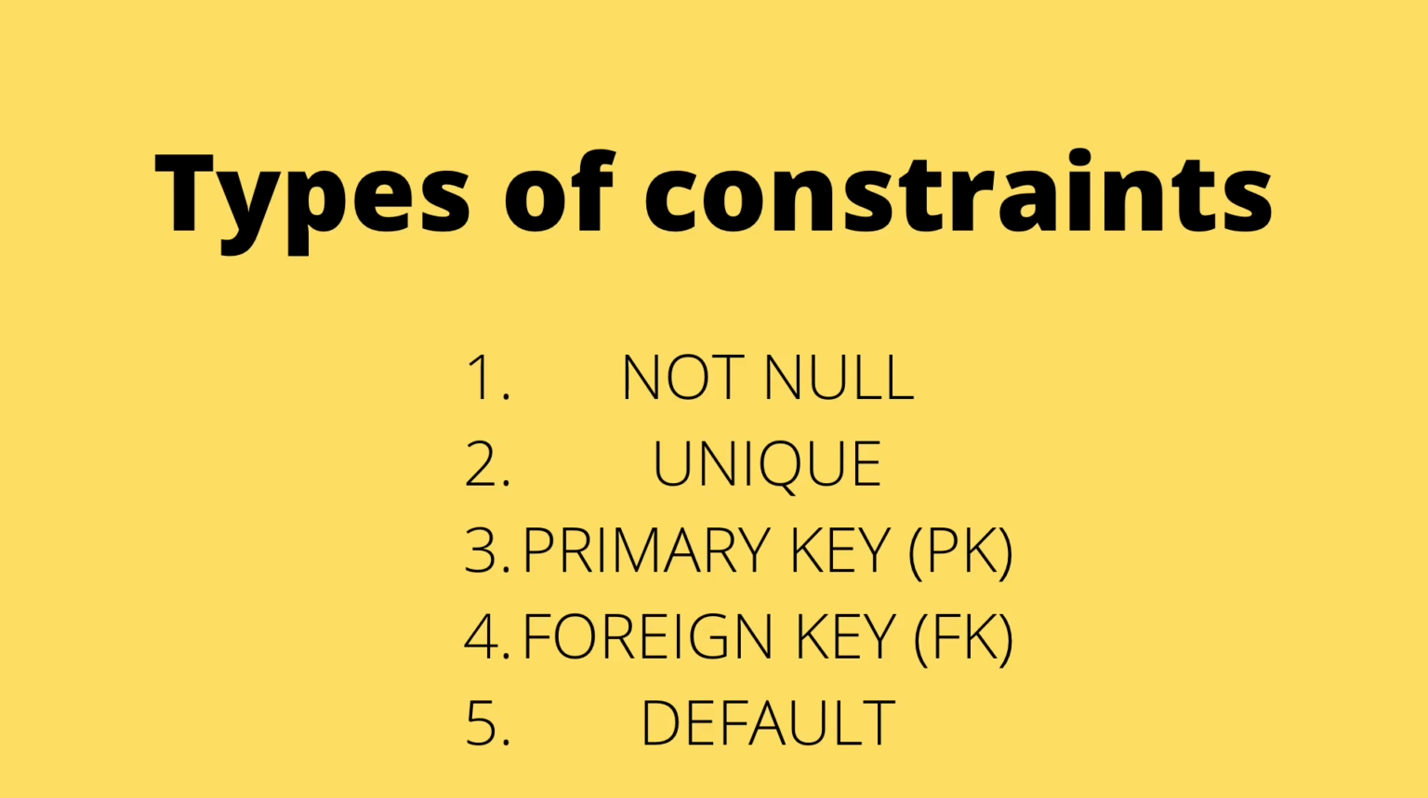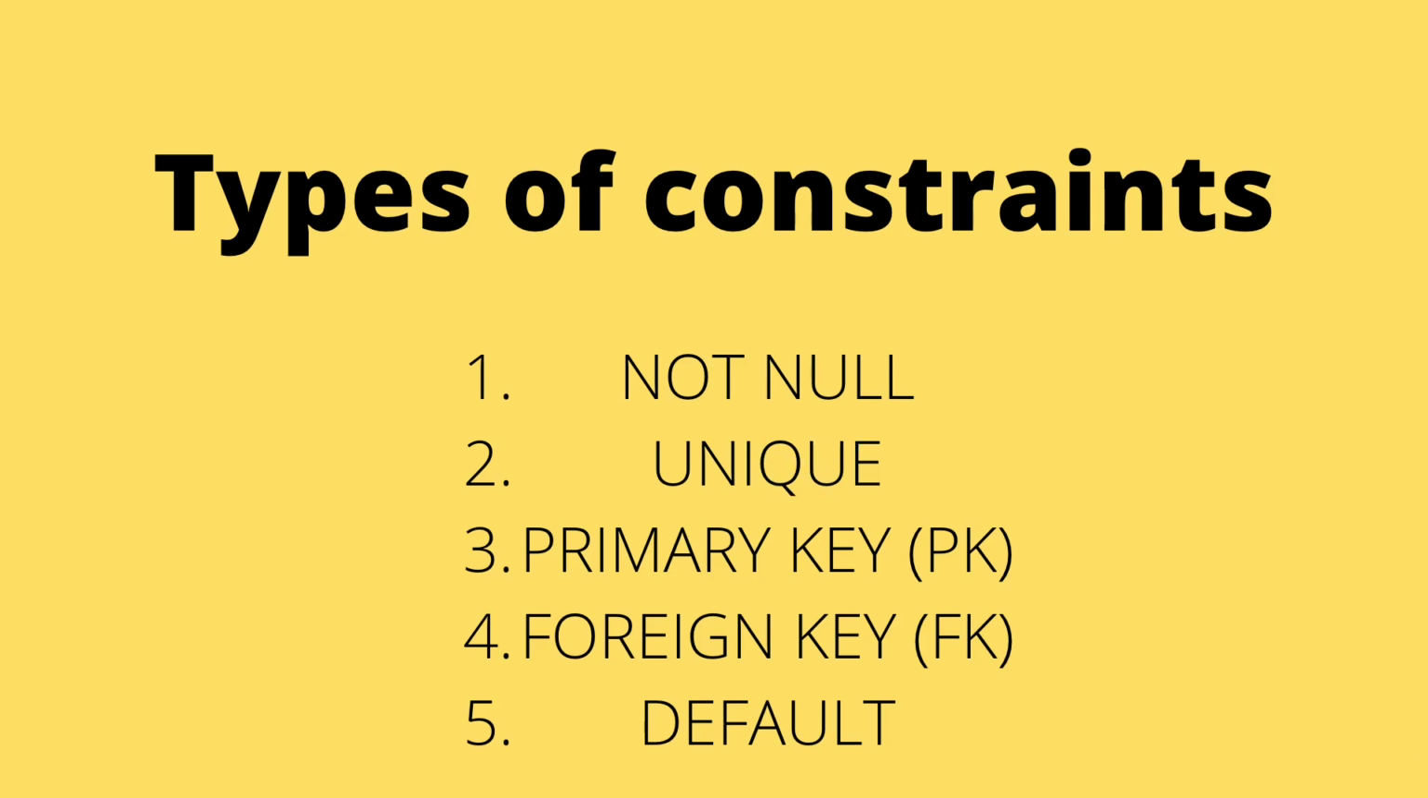So firstly, we have not null. Not null actually forces our user to key in the required column, which means that you can't actually leave the column blank. Unique, on the other hand, ensures that all values in that column are different. So things like primary key are unique, and it actually uniquely identifies each row of the data.